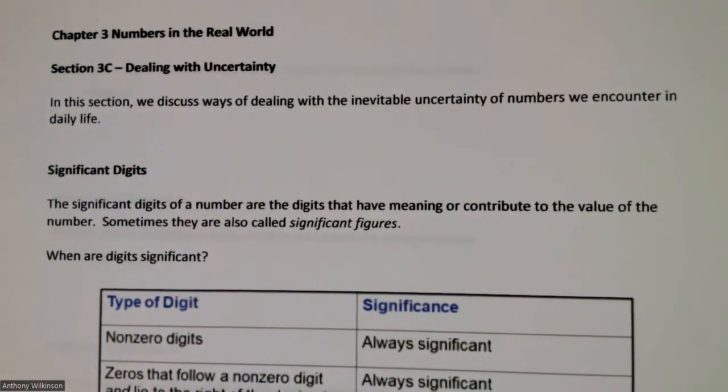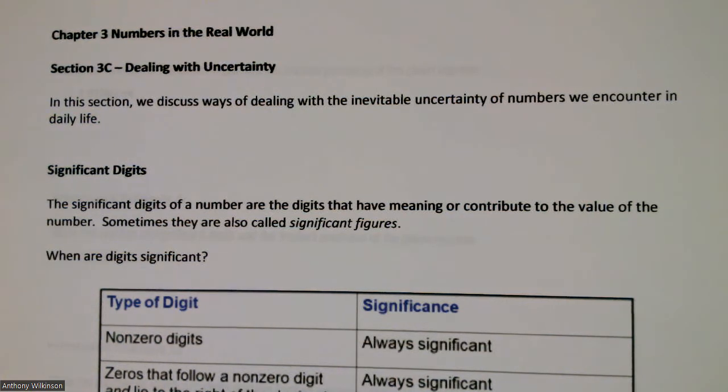All right, in this video, we're going to talk about section 3C, and it's titled Dealing with Uncertainty. In this section, we're going to discuss ways of dealing with the inevitable uncertainty of numbers when we encounter these in daily life. The first thing I'll talk about is significant digits. The significant digits of a number are the digits that have meaning or contribute to the value of a number. Sometimes we call them significant figures.